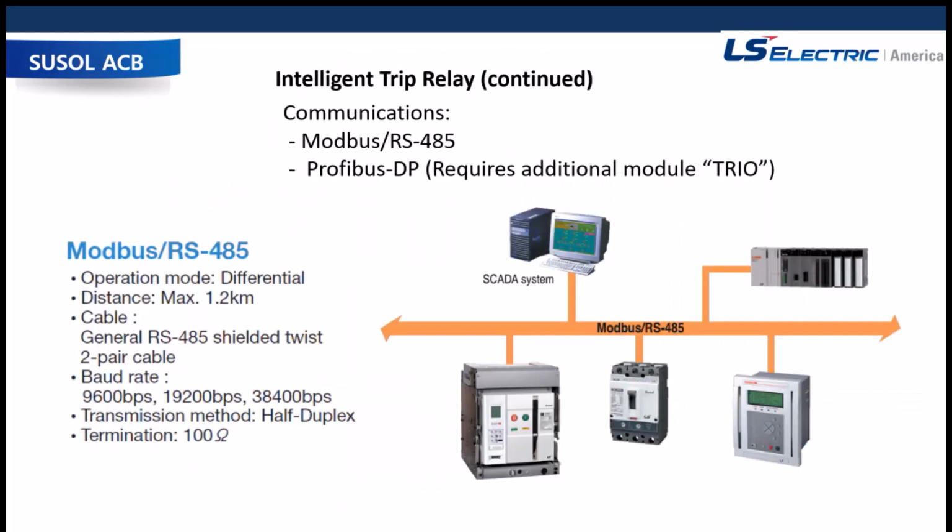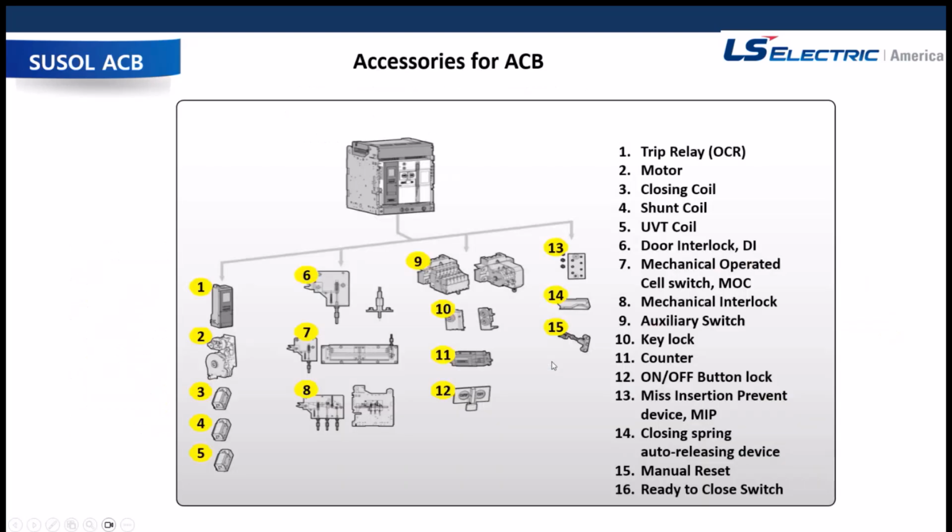So just last puff of air on the intelligent AAA, the OCR does Modbus 485, and with an option, it does Profibus DP, but then you need a trio module. So the trio module is shown up here, the right-hand side. Again, you're going to need the trio unit for Modbus Profibus DP with our new STU unit.